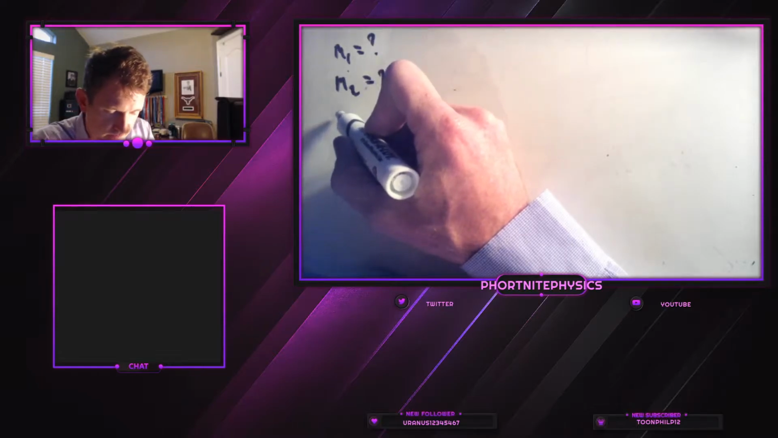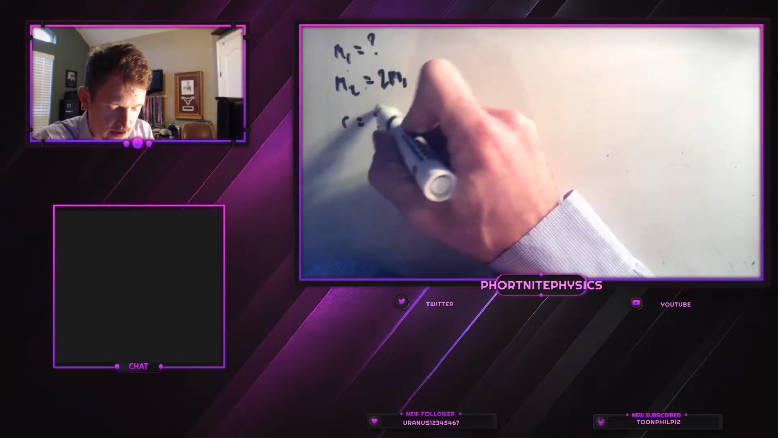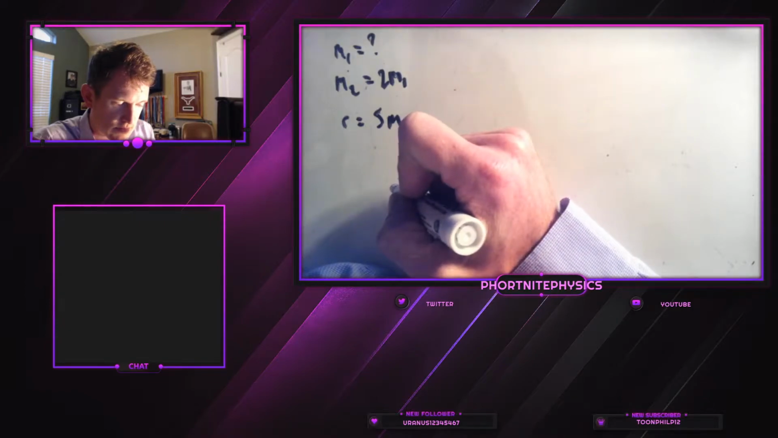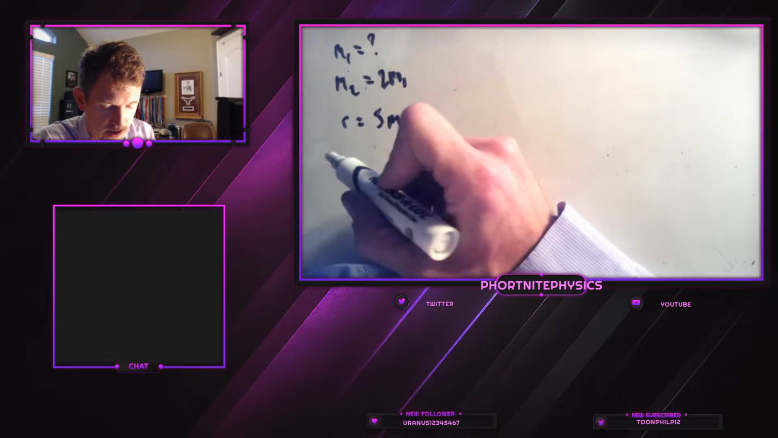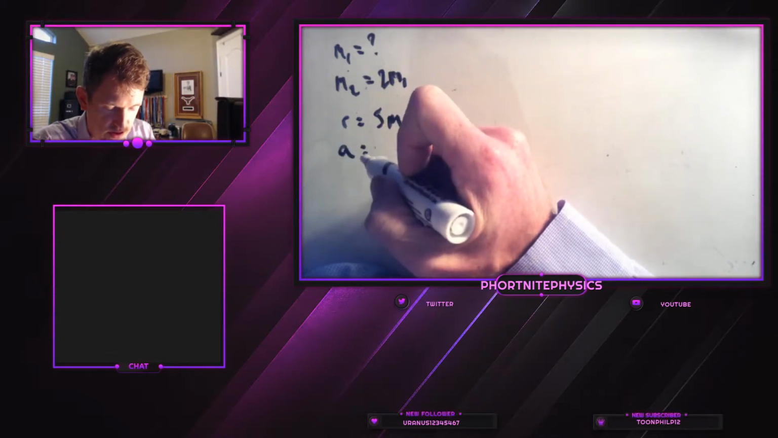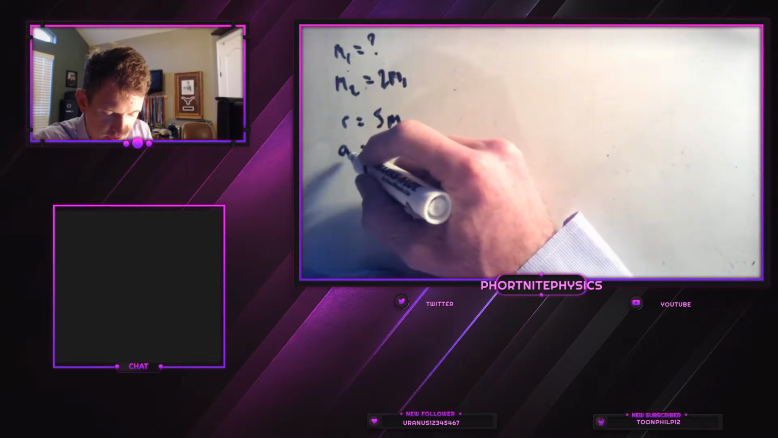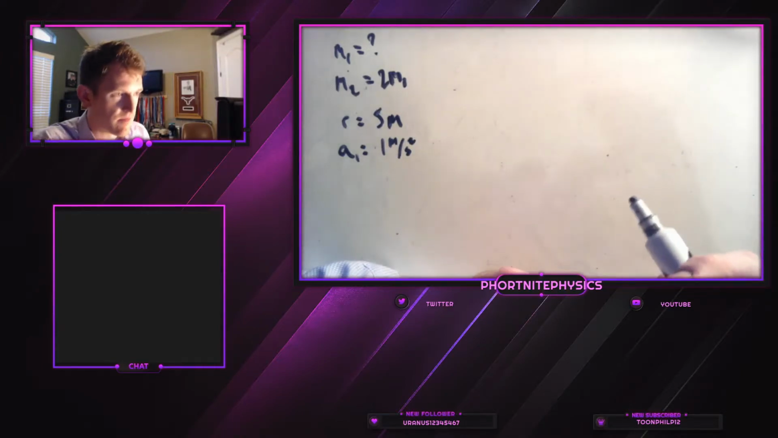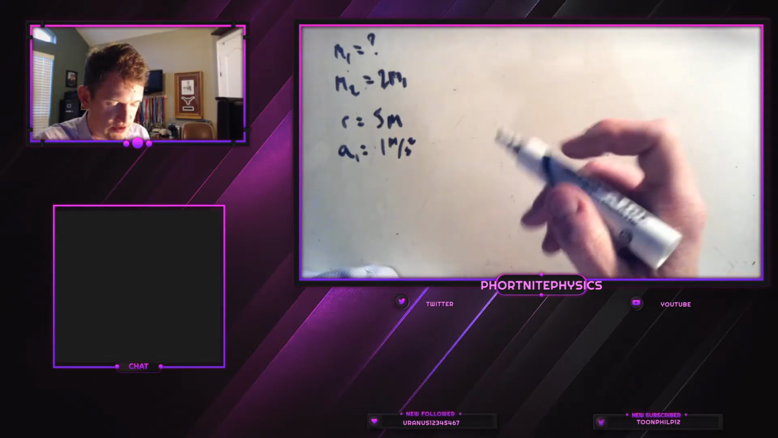Let's say they are orbiting each other, or they are separated by 5 meters, and the acceleration of m1 is 1 meter per second squared. Let's see if we can figure out what the mass of these two objects is.